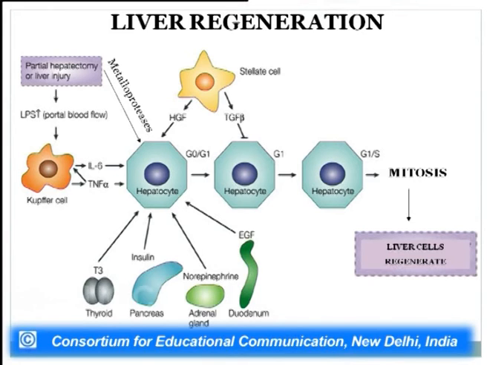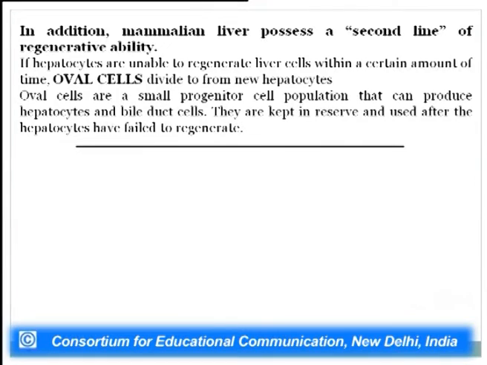So, basically the differentiated hepatocytes re-enter the cell cycle and undergo mitosis to produce more liver cells, and the liver regenerates. In addition, the mammalian liver also possesses a second line of regenerative ability: if hepatocytes are unable to regenerate liver cells within a certain amount of time, then certain cells called oval cells divide to form new hepatocytes.